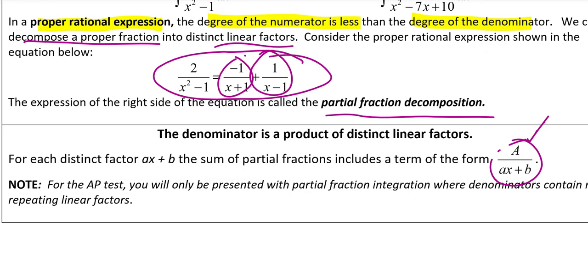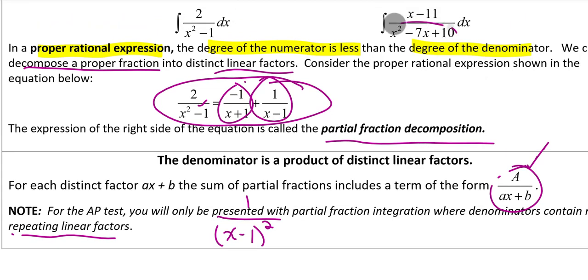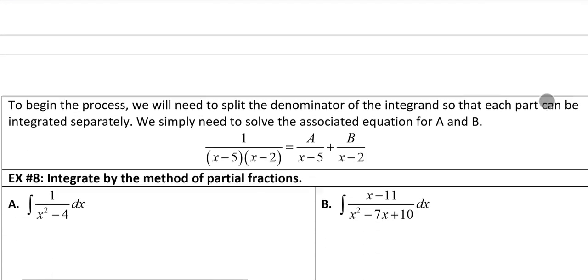I just want to make a note: you are only going to have ones where the denominators contain non-repeating linear factors. In other words, you're not going to have something like x minus 1 squared in the denominator. They're going to be distinct linear factors, such as x squared minus 1, or it might be a quadratic that you can factor that is not a perfect square trinomial. So let's look at some examples.